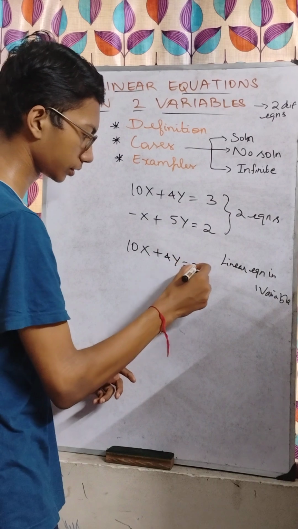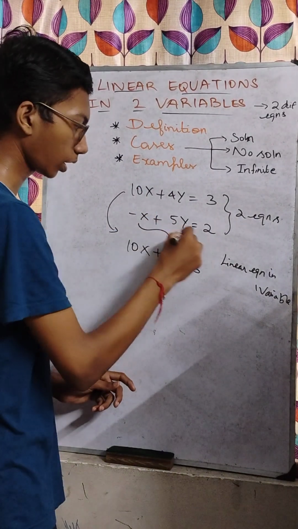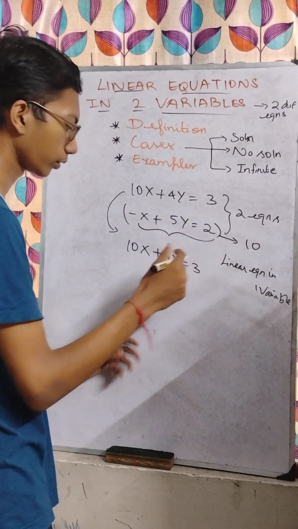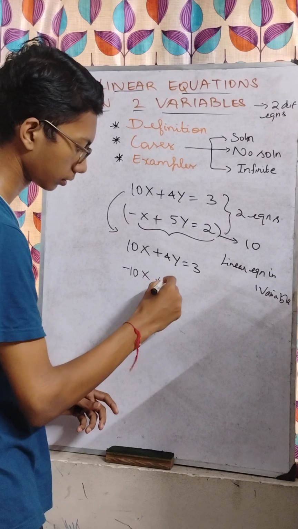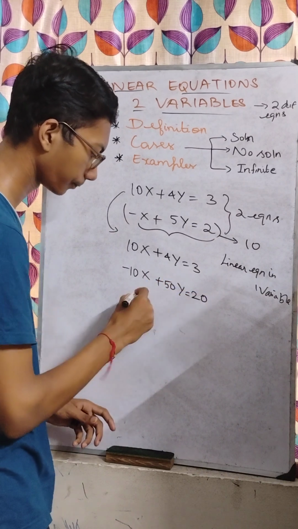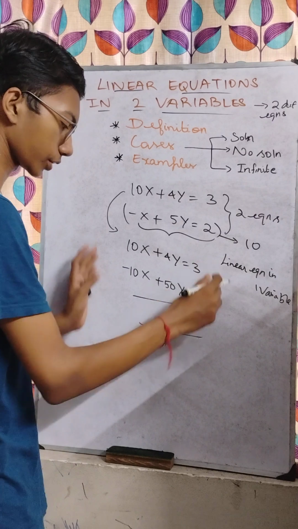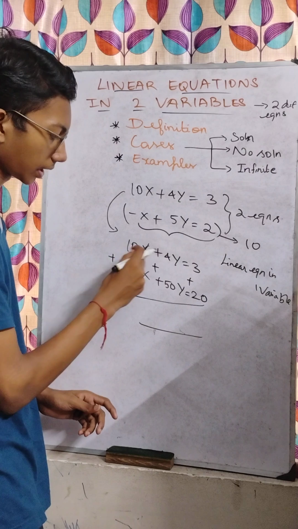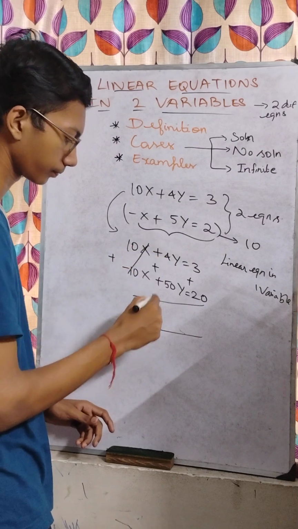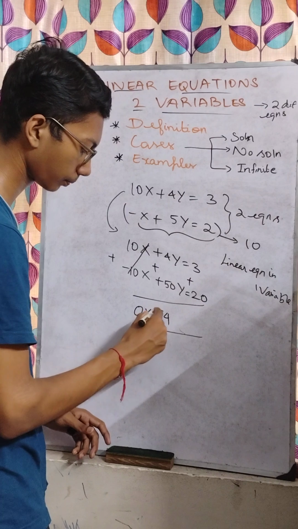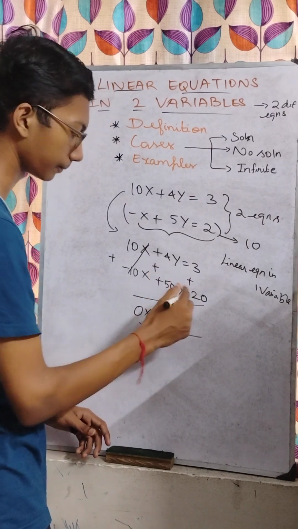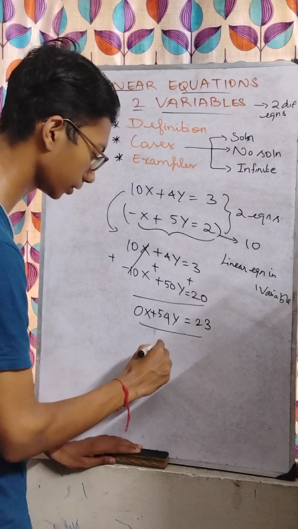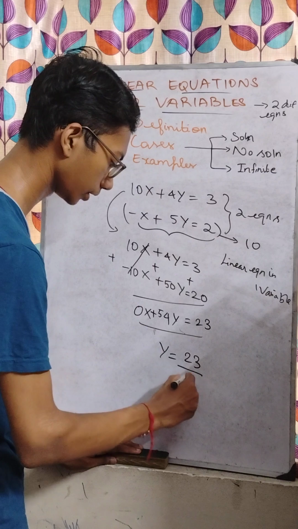Just taking this equation, 10x plus 4y equals 3. Now what we do is multiply the other equation by 10. Why do we do that? Because then we get minus 10x plus 50y equals 20. If we have two equations like this, we can add both the equations and cancel this. 10x minus 10x becomes 0. And here we have 54y because we are adding. Here we have 23. So the answer for y is 23 by 54.